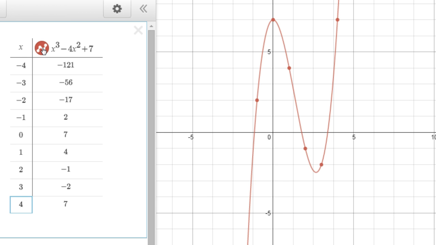But locating zeros, you could use your tables, you could do factoring. Most of the time you'll just be graphing and just identifying it by its x-intercepts, or looking for the intermediate value theorem. In other words, where do we go from negative to positive or from positive to negative? Because there's an answer somewhere in there.